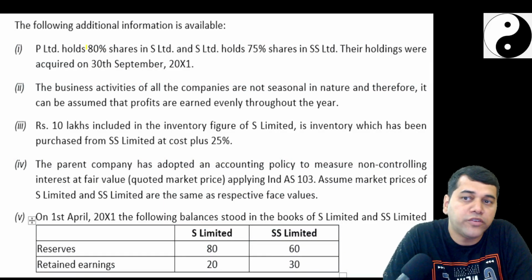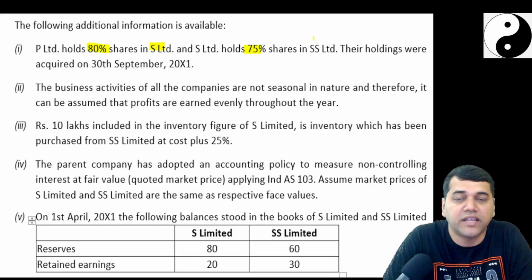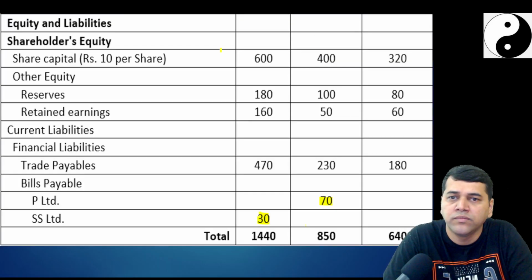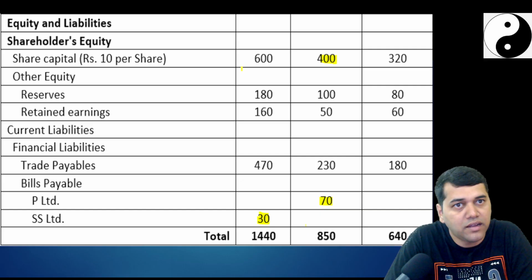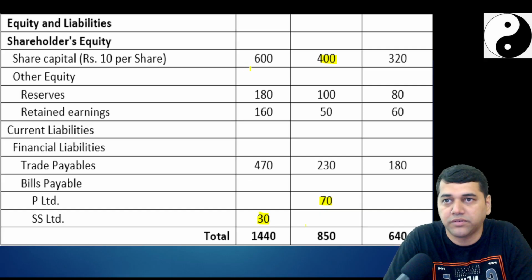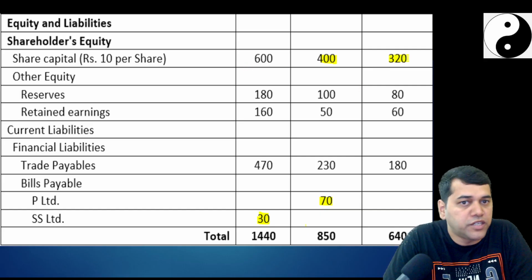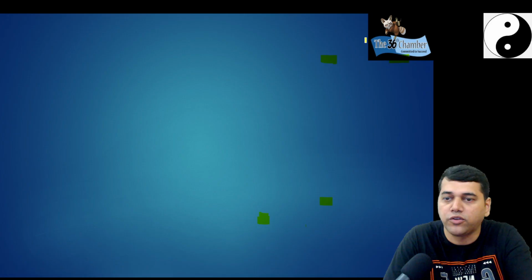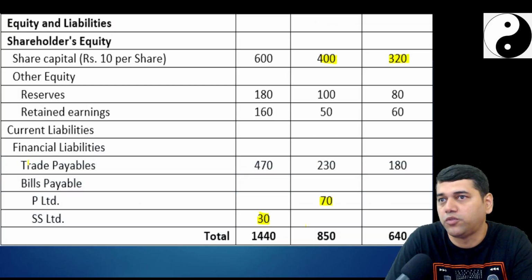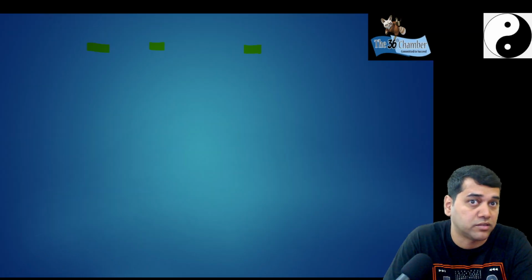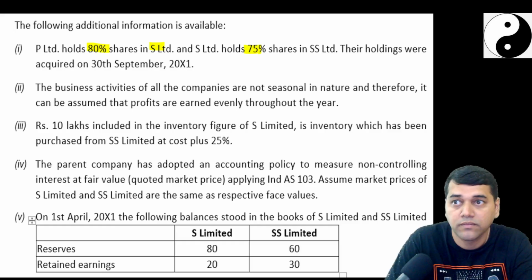Now P holds how much? 80% in S, and S holds 75% in SS. That also we could have verified. How? See, you have got 40 lakh shares of 10 face value. Out of 40, 32 is what P is holding in S, 80%. Out of 32, 24 is what S is holding in SS, which they have given here. From this only we can know what my percentage of holding is, even though they don't tell you in the examination. They may do that.